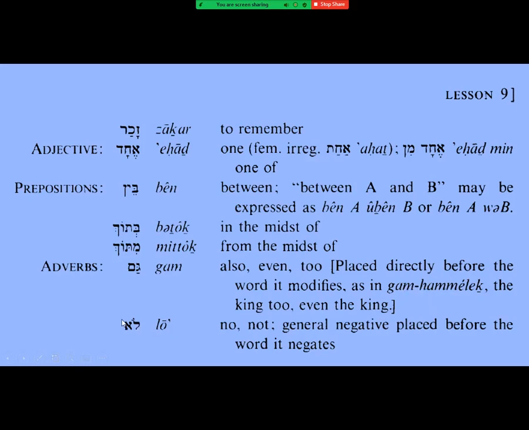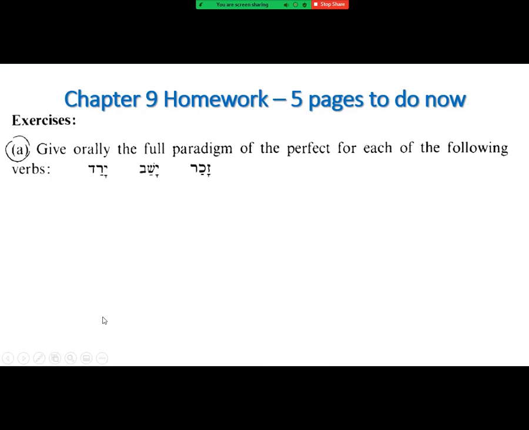And the word lo with aleph here means "no" or "not." If it has the vav, that means "to him," but this just means lo, no, or not. It's a negative just placed before the word that it negates, or before a verb generally. Okay, we got 5 pages of homework. If you want to look at these and try those, we'll go through some of this.